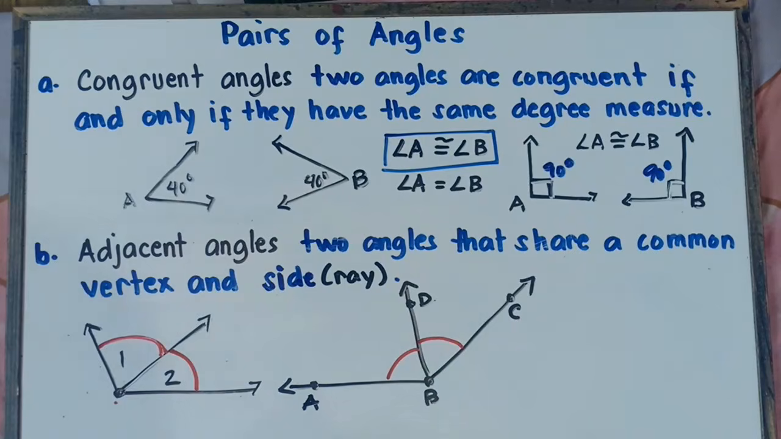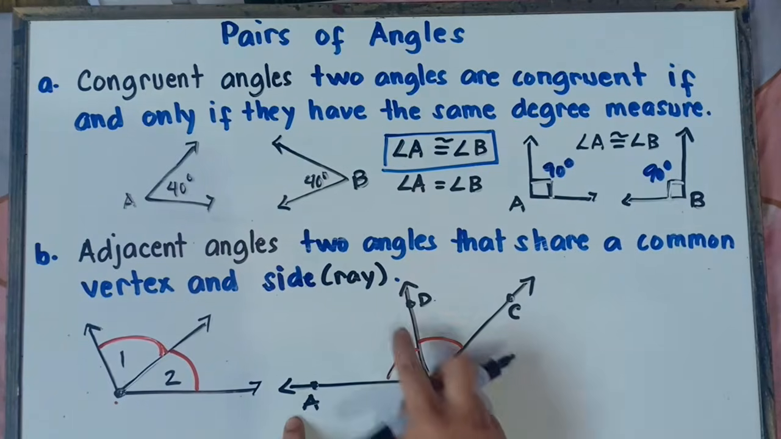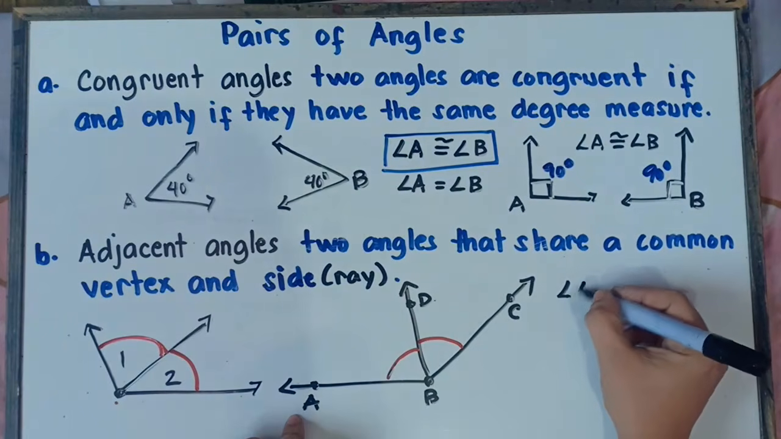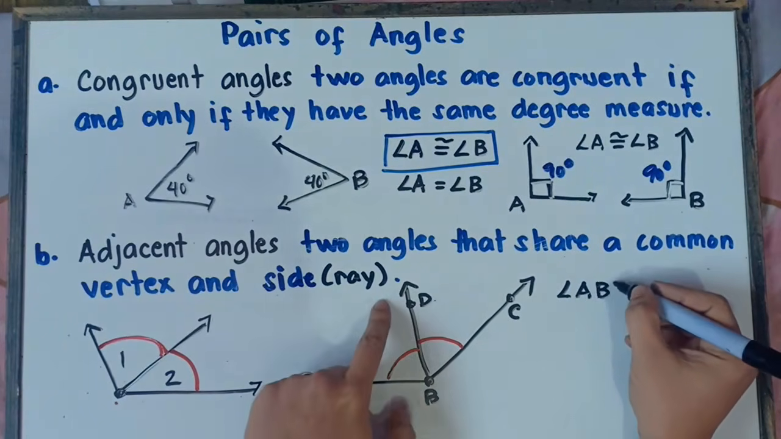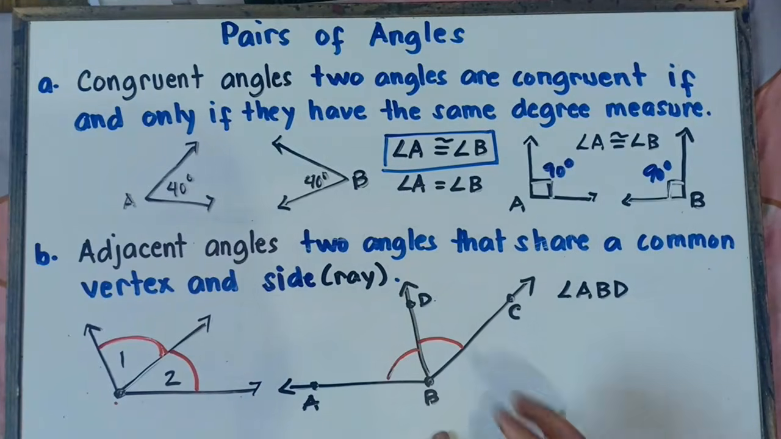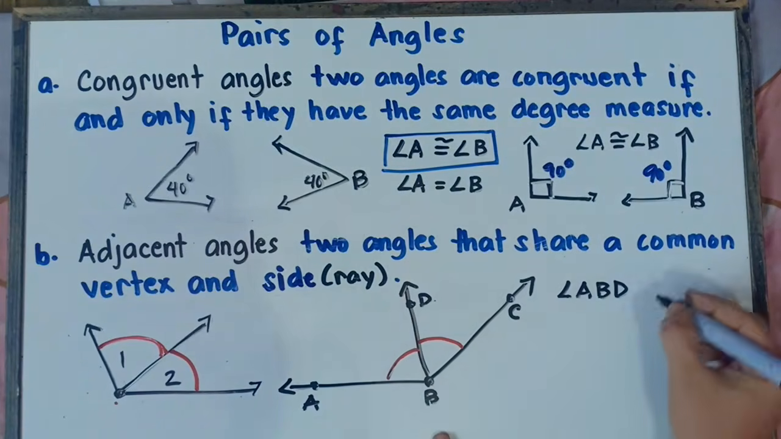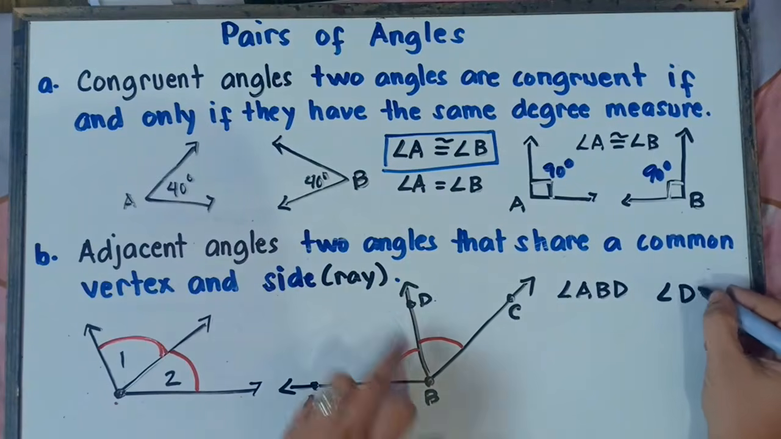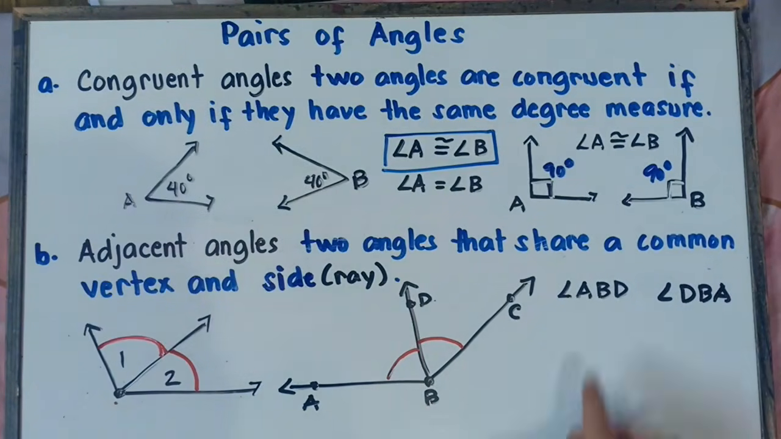Once again, class, let me just read this one for you not to be confused. You can never read this one, class, angle B. It must be angle ABD. Once again, class, angle A, B, and then D. Question, sir, can I read this one angle DBA? Angle DBA, yup.